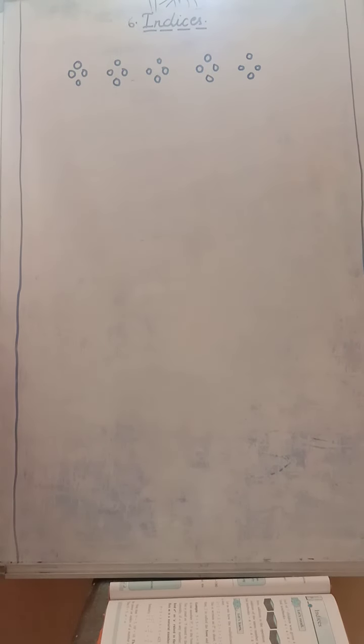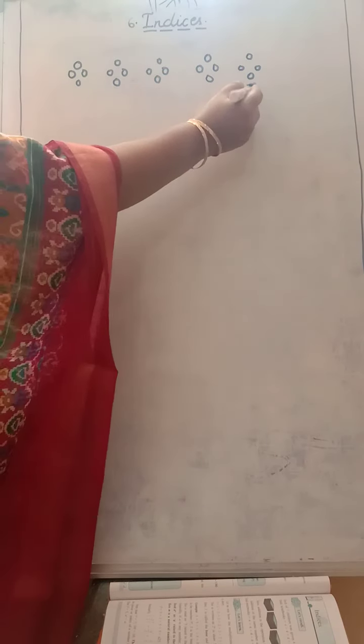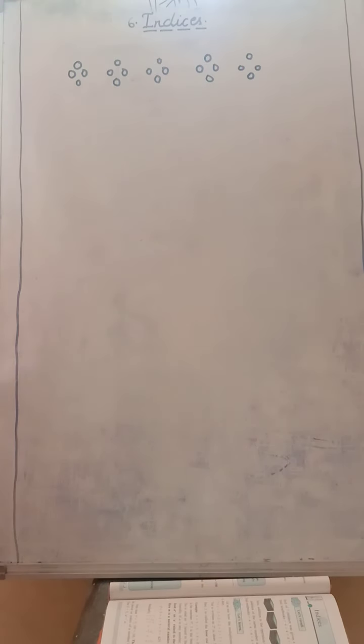Good morning, dear students. Today we are going to begin with the new lesson, that is lesson number 6, indices. This is the algebra lesson from your Maths CW. So here on the board you are able to see some circles. We will suppose that these are the chocolates. So group of chocolate is 1, 2, 3, 4 and 5. Means 5 children are given 4 chocolates each.